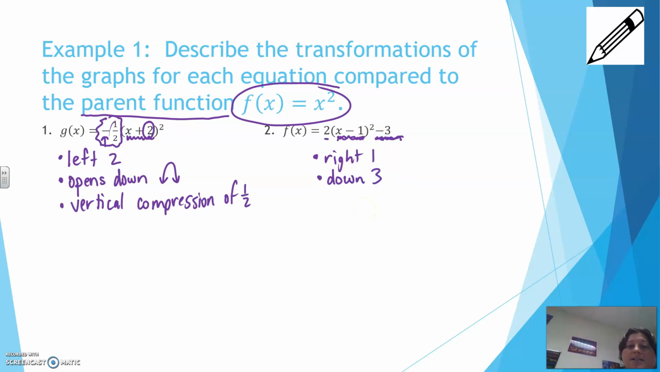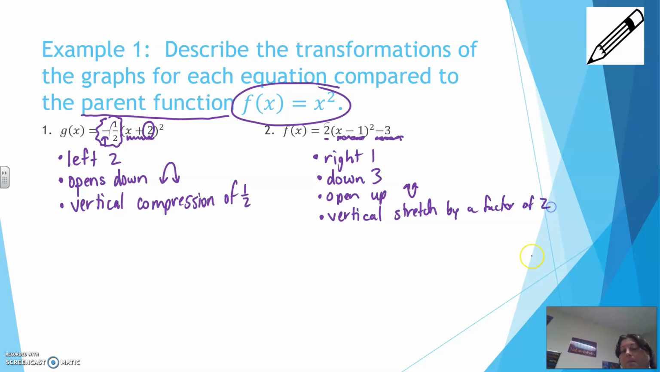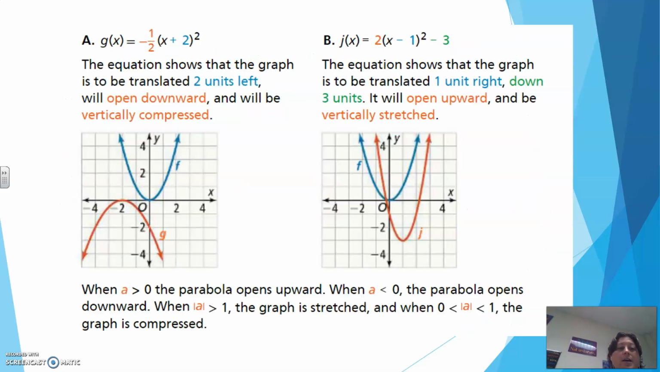And last but not least, this time, the a value in front is positive, so it's going to open up. You don't have to write that because we default to that, but it's going to open up like this. And finally, the 2 is going to be a vertical stretch since it's bigger than 1 by a factor of 2. Okay, so on the next slide, I'm just going to quickly show you what those graphs would look like.